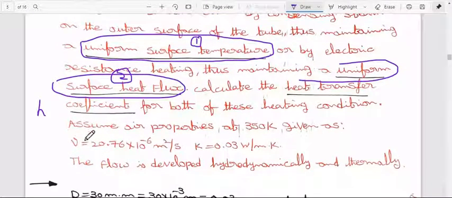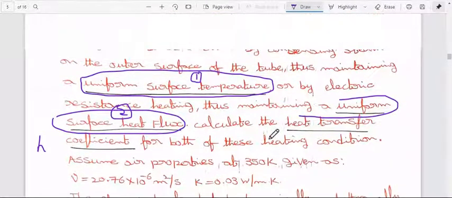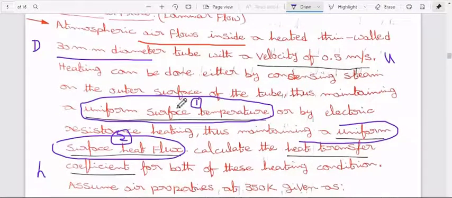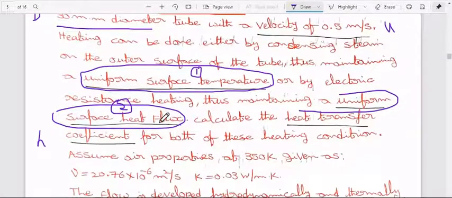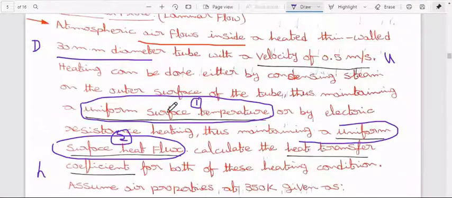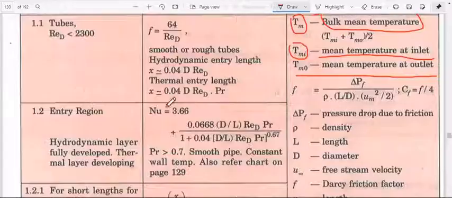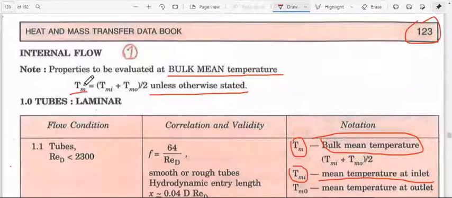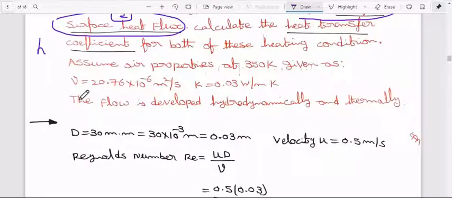Assume air properties at 350 K. In this problem the temperatures are not given, so we don't need to calculate the bulk mean temperature. The air properties at 350 Kelvin, the v value and k value, are given. The flow is developed hydrodynamically and thermally.